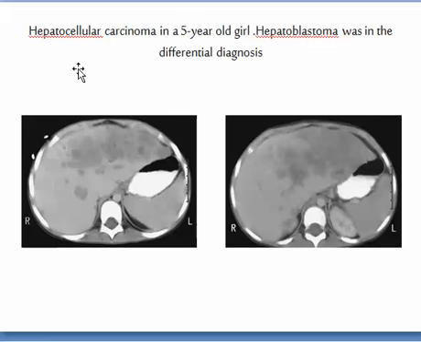But still, hepatocellular carcinoma can occur in the young. Hepatoblastoma was in the differential diagnosis, but still the word hepatocellular carcinoma can be used, but this is a pathological diagnosis.